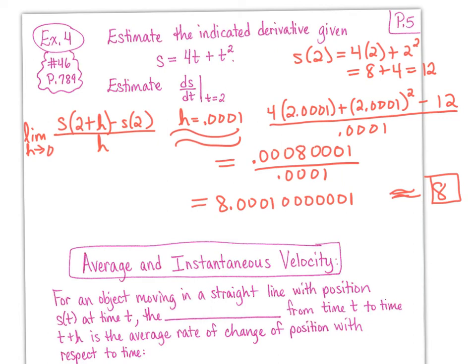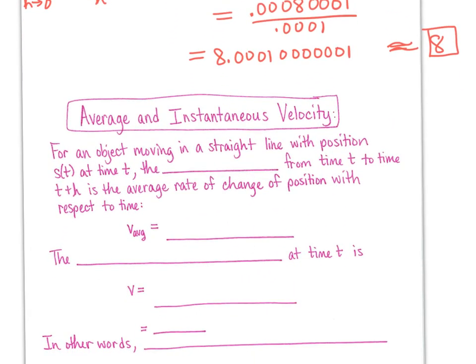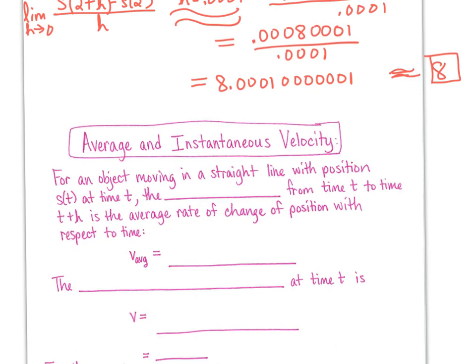Okay, so let's talk about the average and instantaneous velocity. For an object moving in a straight line with position s of t at time t, the average velocity from time t to time t plus h is the average rate of change of position with respect to time. So the average velocity is equal to s of t plus h minus s of t all over h.